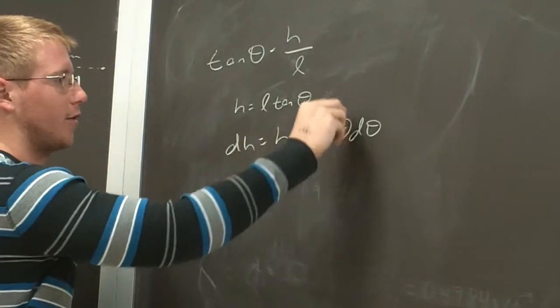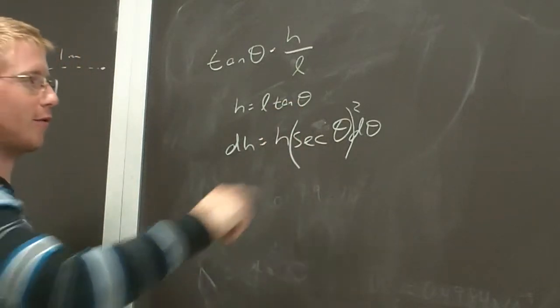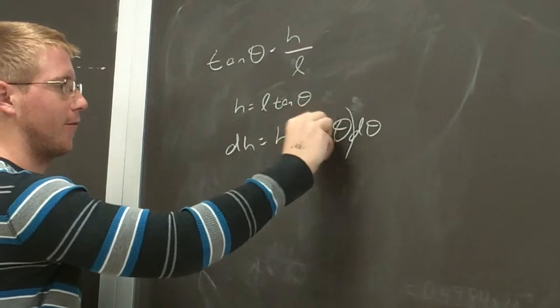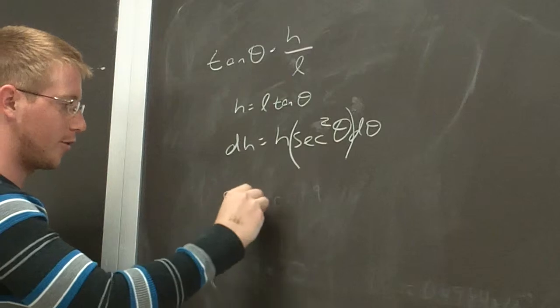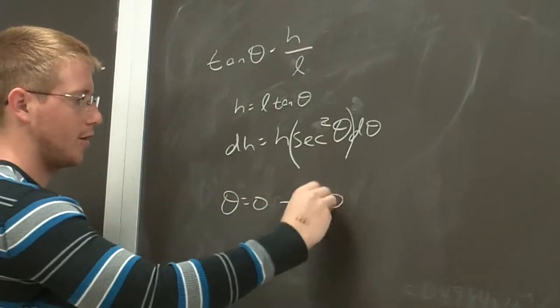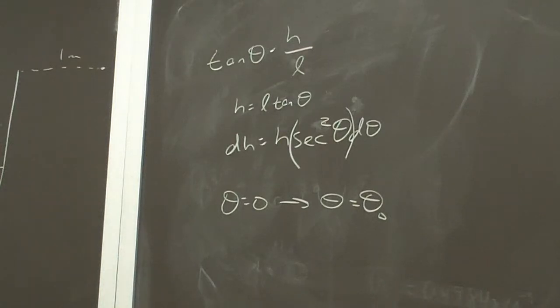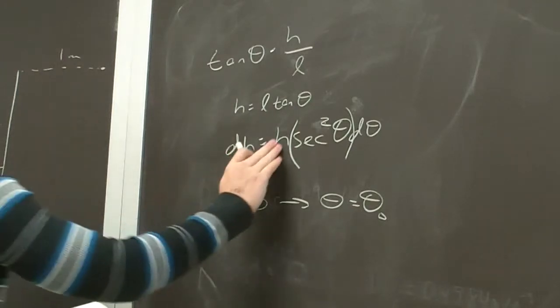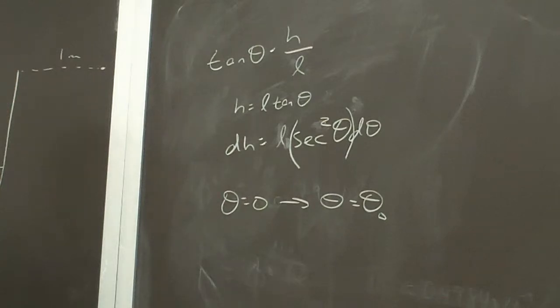Sorry, are you guys used to seeing this? Or is it okay for me to put it on the inside? Okay, I want to do that because that's how I like it. So we're going to go from theta equals 0 to theta equals something, theta naught. That's that value. Is it dh equals h times secant squared, or is that L? L. Thanks. I'm using different notation in my notes.